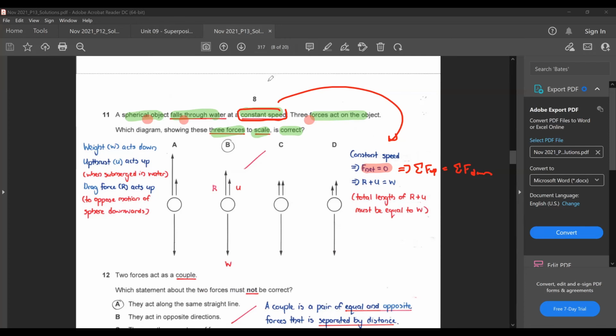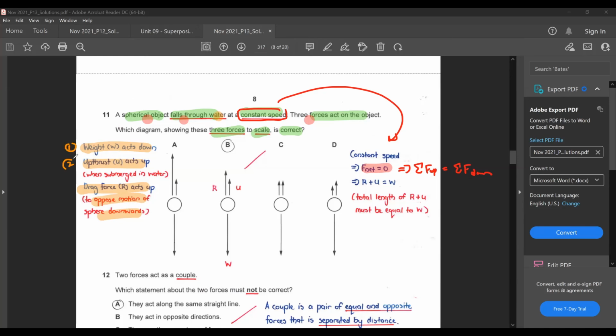The first one is your weight, which acts down. Because you're falling through water, you obviously would have upthrust. So you have upthrust as your second force, which acts up. And then the last thing would be drag force. This is your third force. It will oppose the motion of your sphere downwards. So these are your three forces.